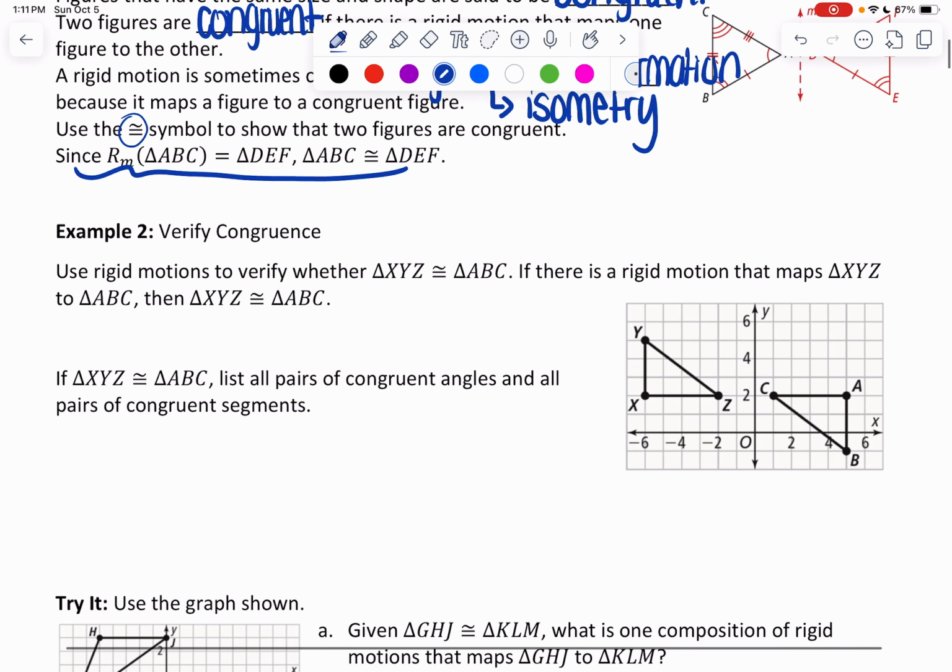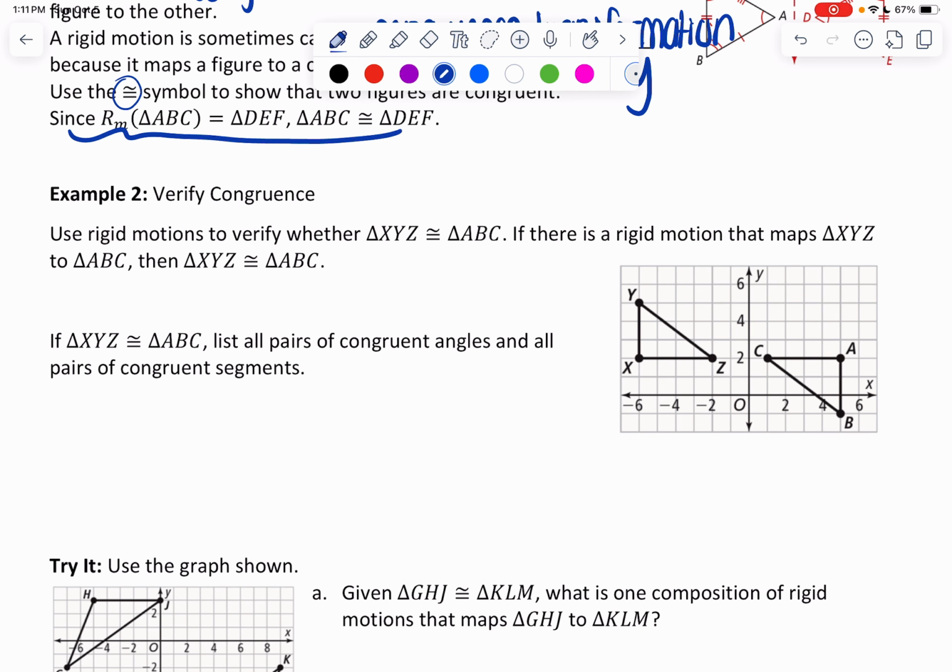Looking at this one, it says verify congruency. It says use rigid motions, so it's going to be 2 or more, to verify that XYZ is congruent to ABC. Is there a rigid motion that maps XYZ onto ABC? Remember, this is going to be the pre-image here, and this is the image here. So we're going from XYZ to ABC, and the order does matter. I'm going to pick 2 points. The nice part of this is the letters do align.